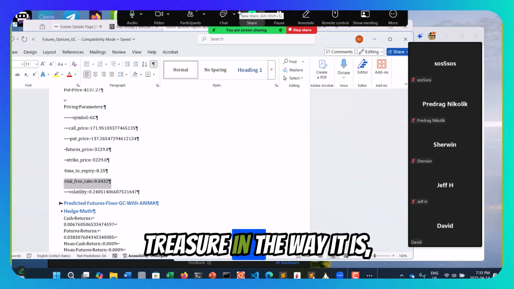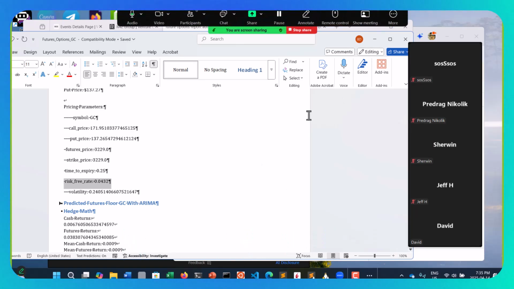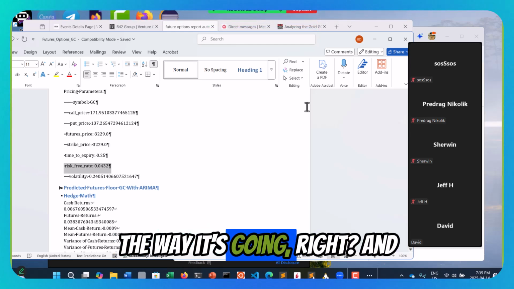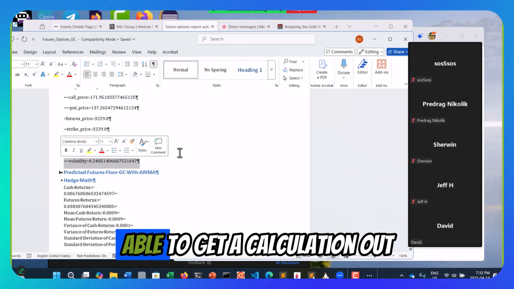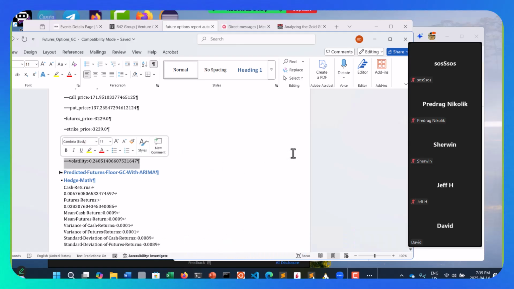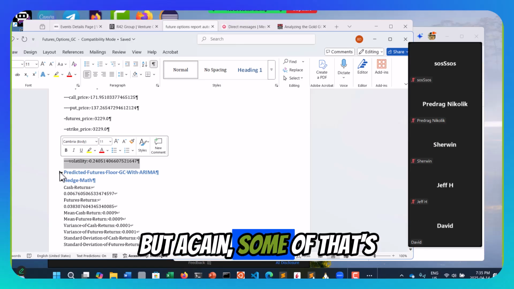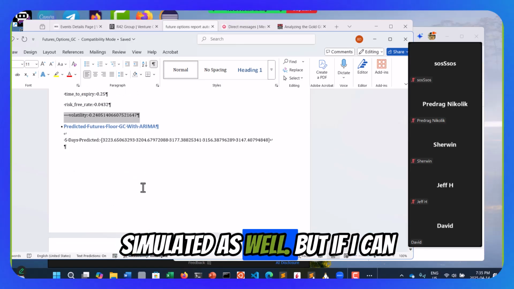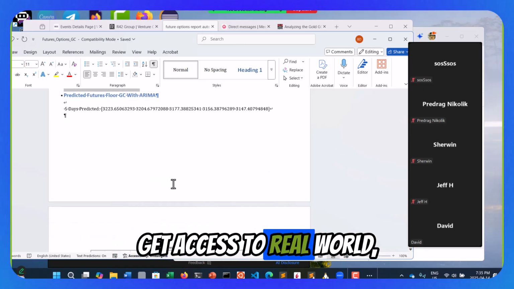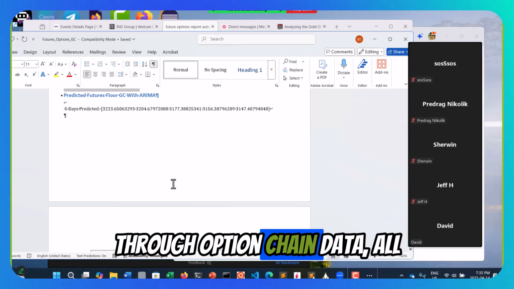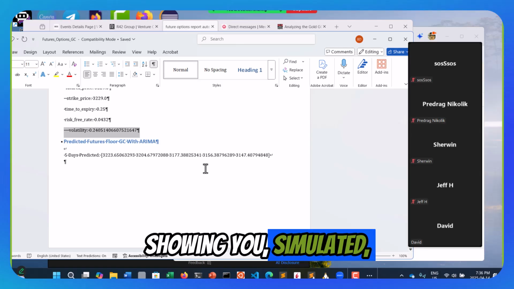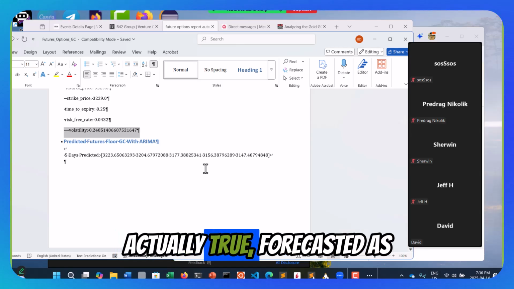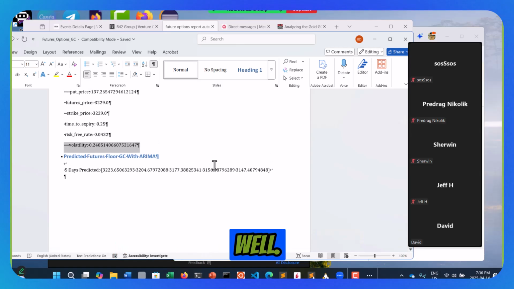And with the treasury the way it's going, how do we know it's risk-free, right? Then we also have to feed it the volatility, so we'll be able to get a calculation out of that. But again, some of that's simulated as well. If I can get access to real-world option chain data, all these calculations that I'm showing you as simulated are no longer simulated. It's actually true forecasting as well.